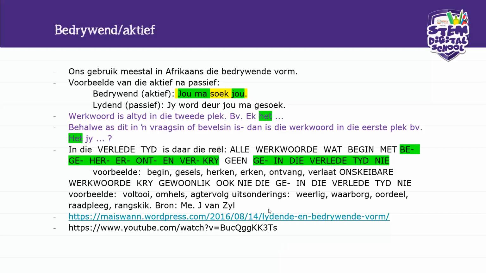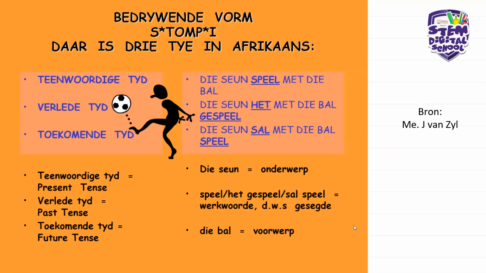Okay, and then we go on. So, also from Mrs. Van Zyl's PowerPoint here, look here. So we used the Stompy one here: subject, verb, time, object, manner, place, and then the verb and infinitive. So the normal Stompy in the three tenses, how will a sentence look? If I change it in Stompy, in die teenwoordige tyd, die seun speel met die bal. In die verlede tyd, die seun het met die bal gespeel. Toekomende tyd, die seun sal met die bal speel.